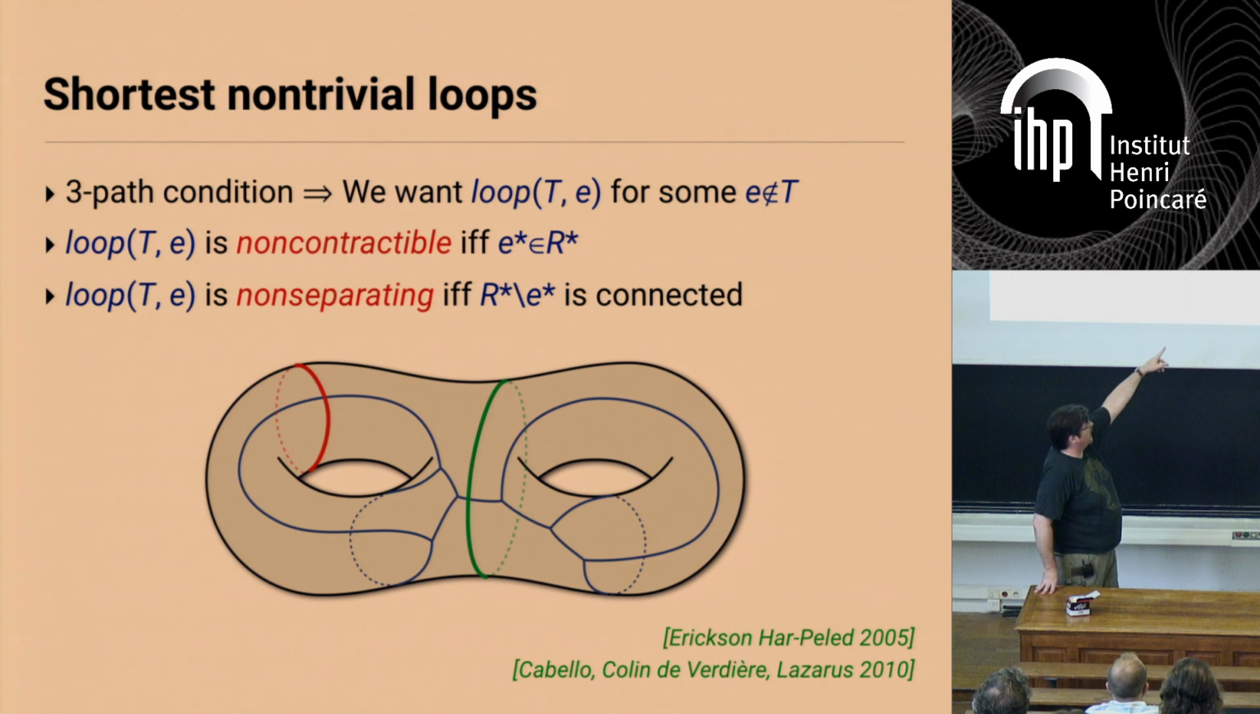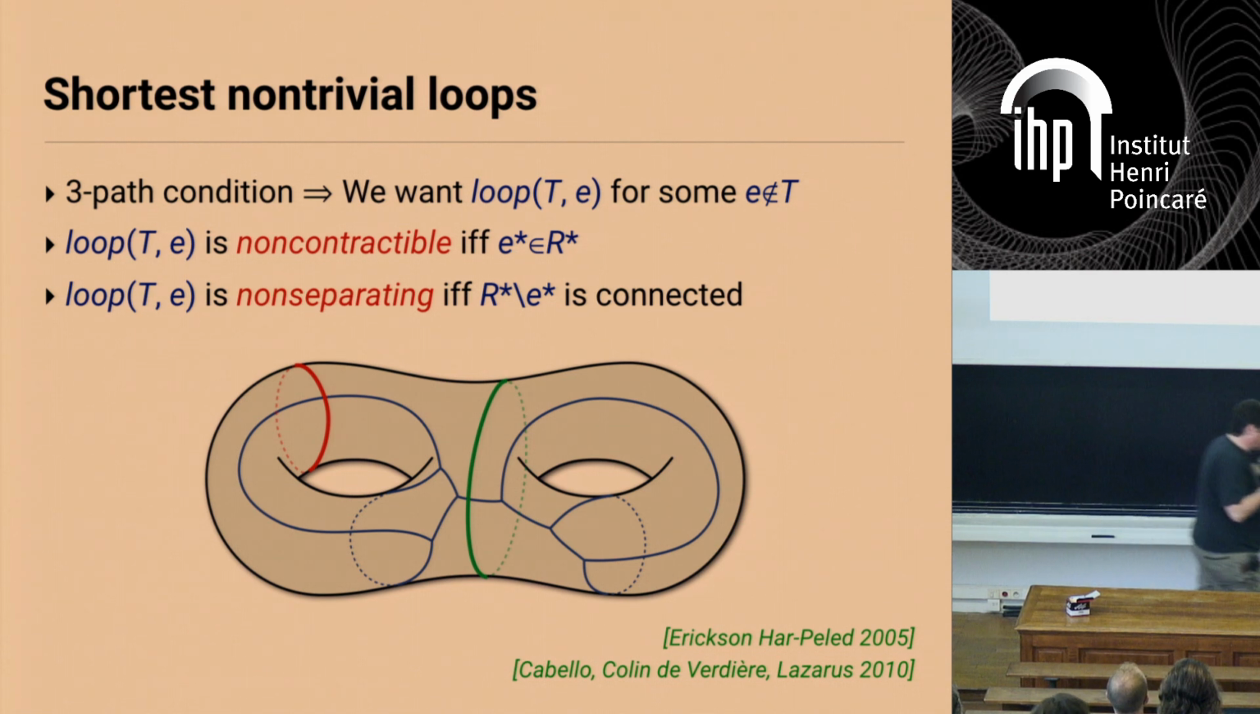But the green cycle I know is separating because it cuts through a bridge in the cut locus. If I remove that point of intersection, the cut locus falls apart into two pieces. You should think of the cut graph as like a deformation retract of the surface minus the base point. And so if I disconnect the deformation retract, then I'm disconnecting the surface. Okay? So this gives us an easy way of characterizing whether a given fundamental loop has the right topology. The three-path condition means if we want to find the shortest non-trivial loop through a single point, I just look at every edge in the reduced cut locus and check each one for how long it is.